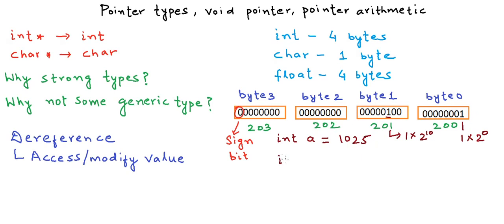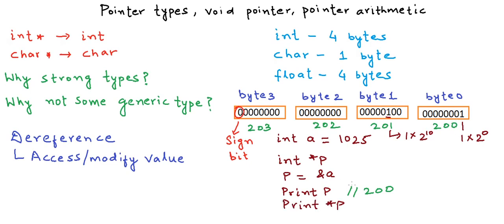Now what if I declare a pointer to integer p and store the address of a in p by using the ampersand operator? What will happen if I print the value of p? The value of p, or the address stored in p, will be 200, the address of byte 0. So we are kind of saying that we have the address of an integer variable starting at address 200.